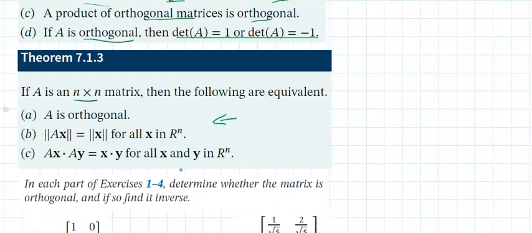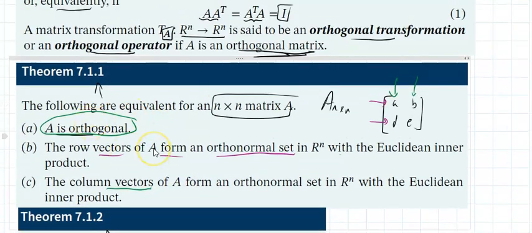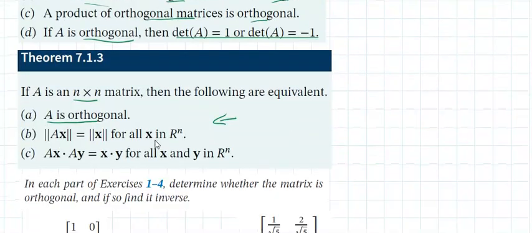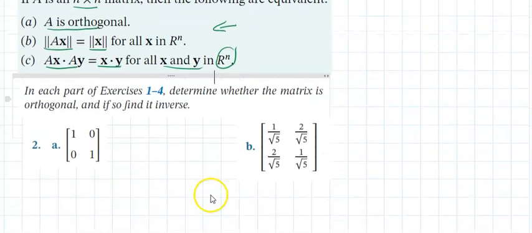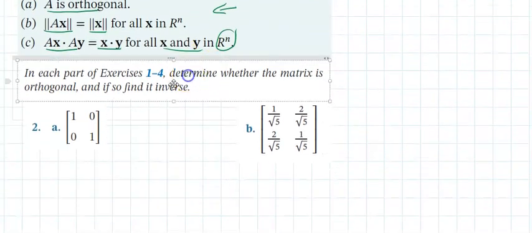Now this, we're going to play with this a bit. If A is an n by n matrix, then the following are equivalent. This is going to be used for our transformation. A is orthogonal, again, just like we have here. If A is orthogonal, then the row vectors are orthonormal and the column vectors are orthonormal. Also, if you take the magnitude of AX, you should get the magnitude of X. And if you take AX dotted with AY, you should get X dotted with Y, where X and Y are, of course, in Rn.